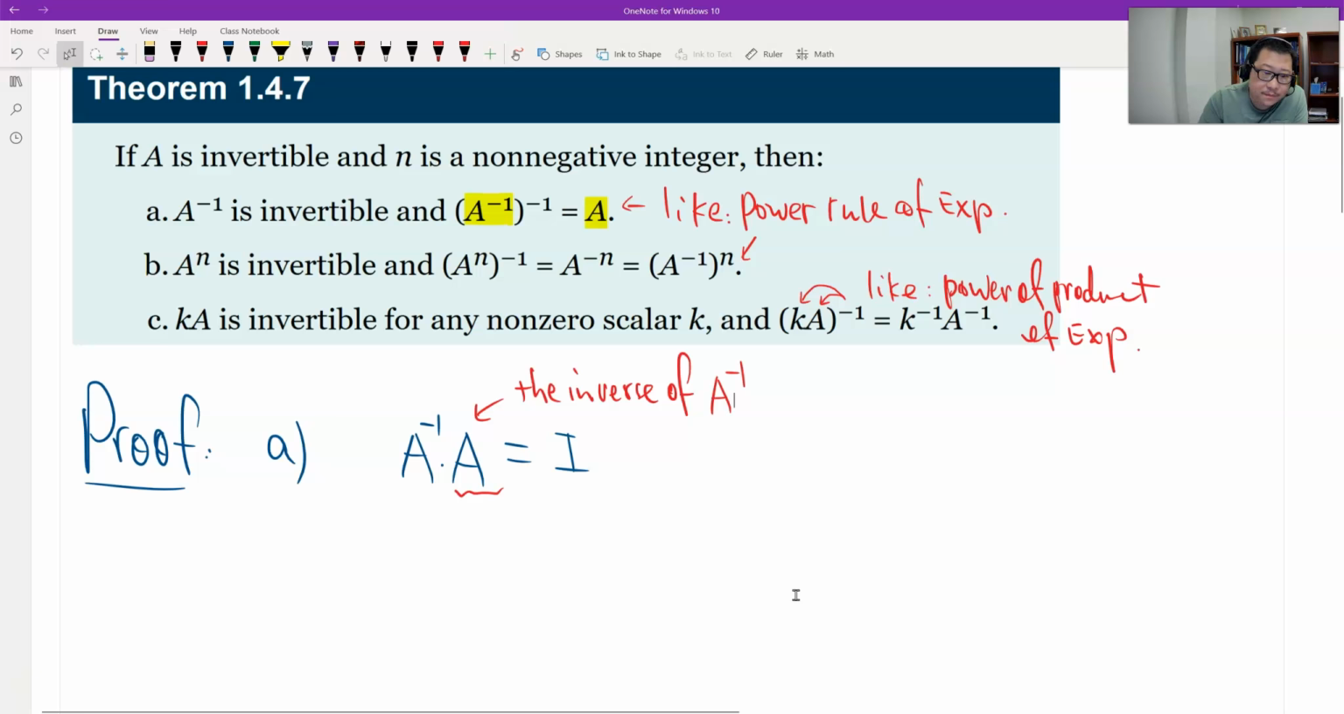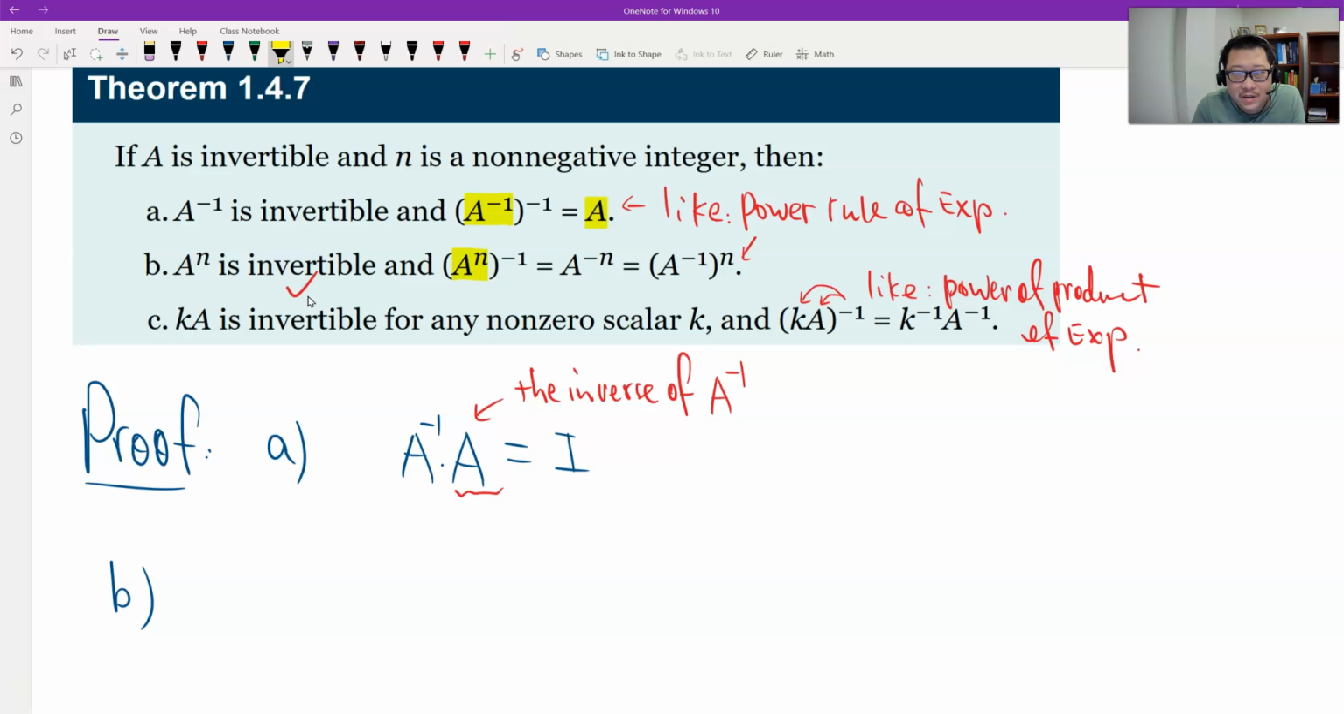Part A is true, and now B. If A is invertible, A raised to any positive power is invertible: A times A times A. We learned the property before that the product of invertible matrices is invertible, so A raised to the nth power is invertible. And then we verify what the inverse of this is.